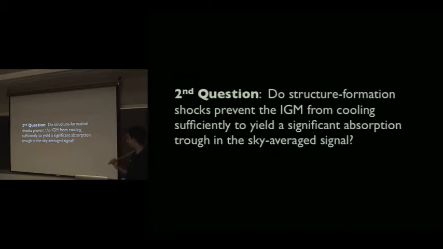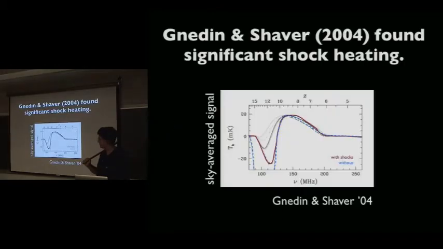Okay, second question. Do structure formation shocks prevent the IGM from cooling sufficiently to yield a significant absorption trough in the sky average signal? As I mentioned, there has been one previous study of this by Gnedin and Shaver in 2004. And what they found is that shocks were having a significant effect on this absorption trough. And so the dashed blue is their prediction when they suppress entropy generation in their simulation. So that when shocks happen, gas isn't heated up.